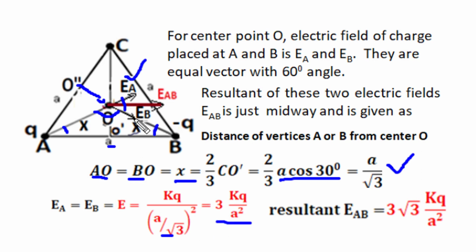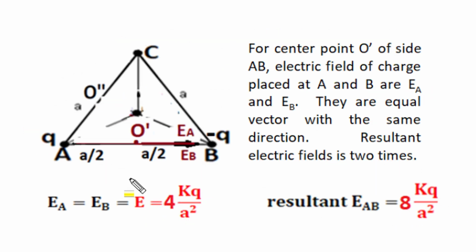Both magnitudes are equal, angle is 60 degree, so resultant is midway EAB, and it is √3 times a single individual, 3√3 KQ upon A square. This configuration of equal magnitude and opposite polarity charge is known as electric dipole, and for this dipole at mid position the distance from each charge is A by 2 and electric contribution is KQ divided by A by 2 whole square or 4 KQ upon A square. Both electric field contributions, of positive charge on joining line outward and of negative charge on joining line inward, are in the same direction and equal in magnitude, so the addition of the two will give me resultant electric field 8 KQ upon A square.